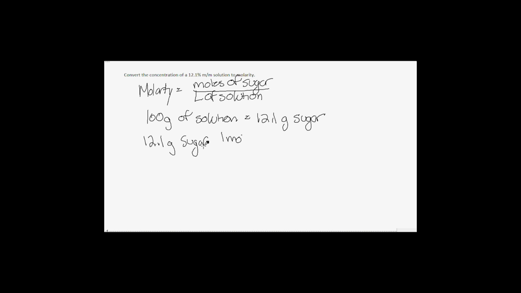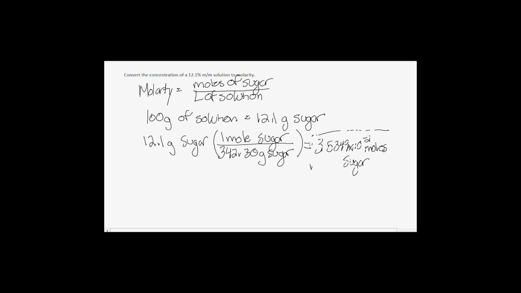So 1 mole of sugar over 342.30 grams sugar is the equality we need for our calculation. When we multiply and then divide, our answer should be 3.5349 times 10 to the negative second moles sugar. So this is the value we need in the top part of the molarity value.